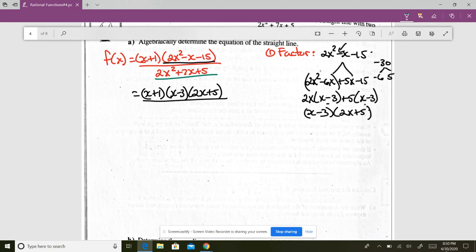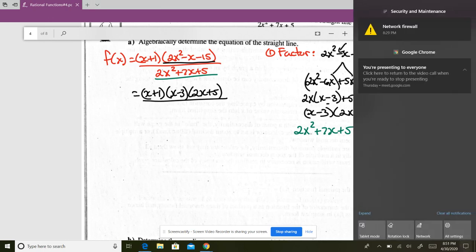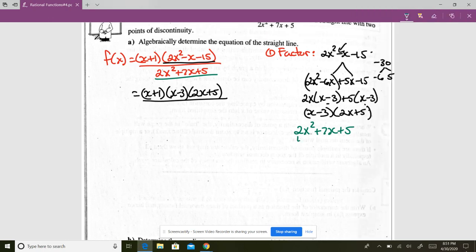So 2x squared plus 7x plus 5. Remember, first number times the last number gives me 10. What multiplies to 10 and adds to 7? 5 and 2. So I write it as 2x plus 5x. Bring down the other stuff.